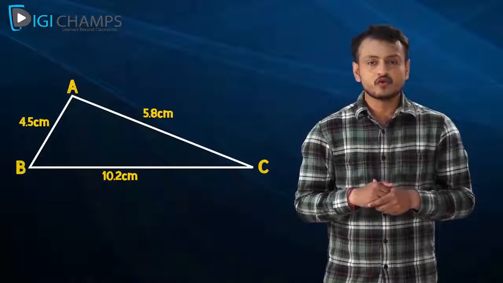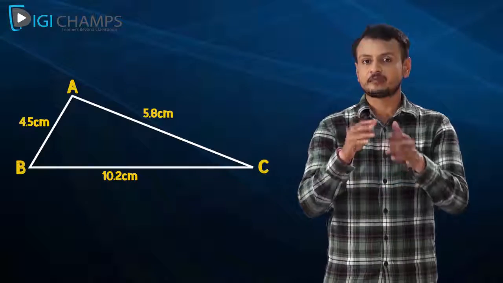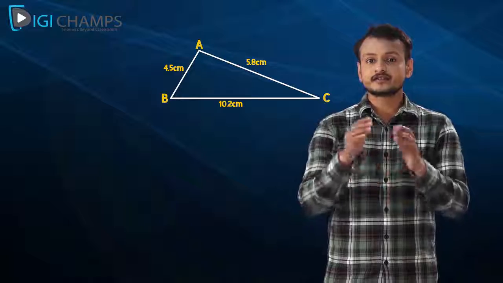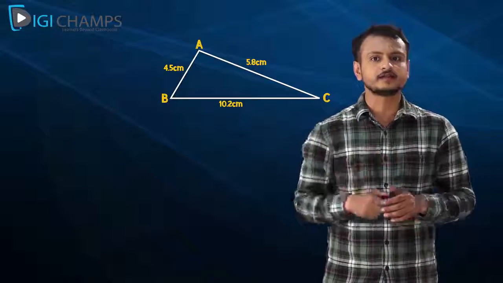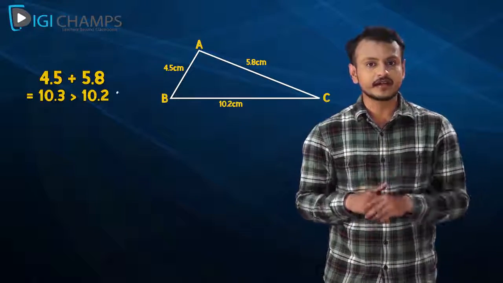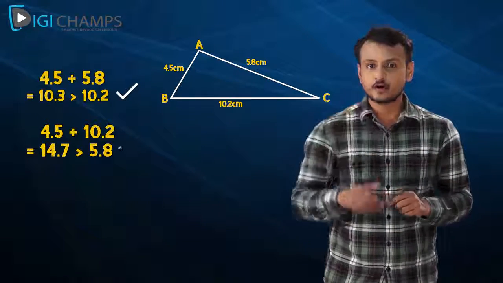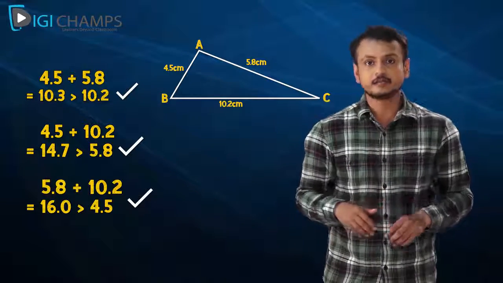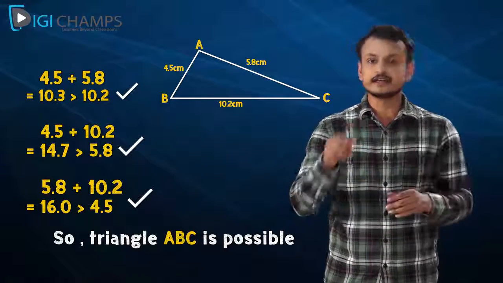Is there a triangle whose sides have lengths 10.2 cm, 5.8 cm and 4.5 cm? Suppose such a triangle is possible. Then the sum of the lengths of any two sides of the triangle should be greater than the third side. So now let us check this. 4.5 plus 5.8 is greater than 10.2. 4.5 plus 10.2 is greater than 5.8 and 5.8 plus 10.2 is greater than 4.5. So such a triangle is possible.